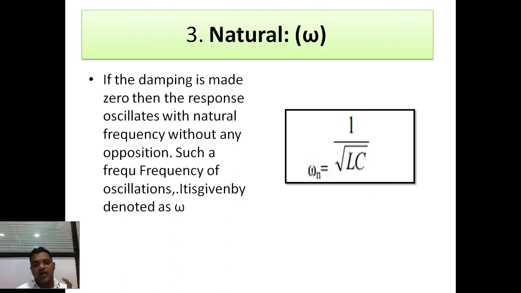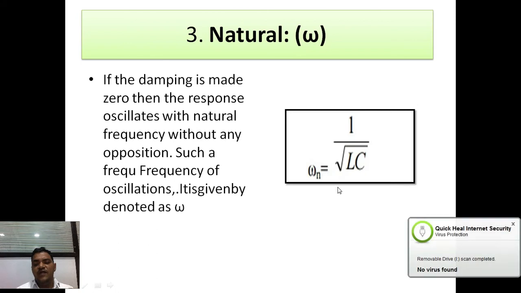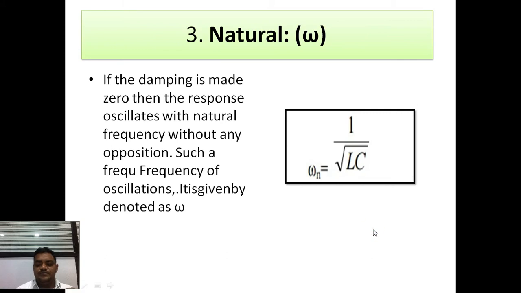Meaning, at the initial level the signal is damped at its peak level, and after some time it decreases and comes to the 0 level. That type of frequency is called the frequency of oscillation, to complete one cycle. That's why its angular frequency is given as omega n, which is equal to 1 upon square root of LC. So omega n is equal to 2 pi f n. That's why f n is equal to 1 upon 2 pi square root of LC.